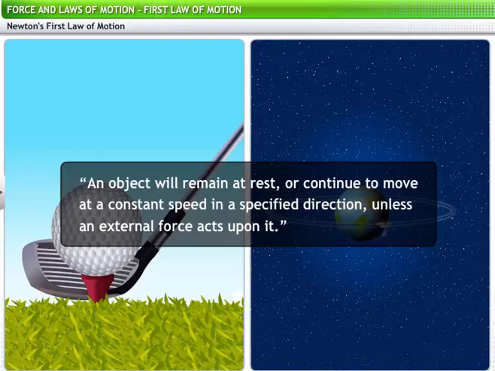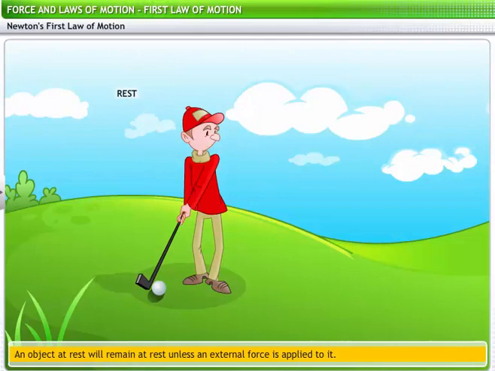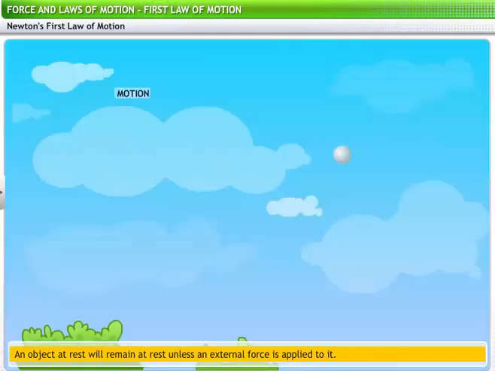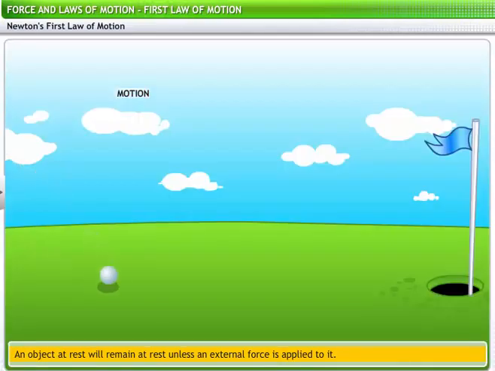First, an object at rest will remain at rest unless an external force is applied to it. All objects at rest conform to this. For example, on a golf course, a ball on a tee remains at rest until the golfer hits it. When the ball is hit, a force is applied setting the ball in motion.